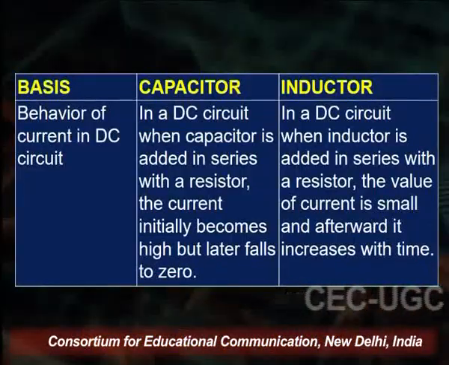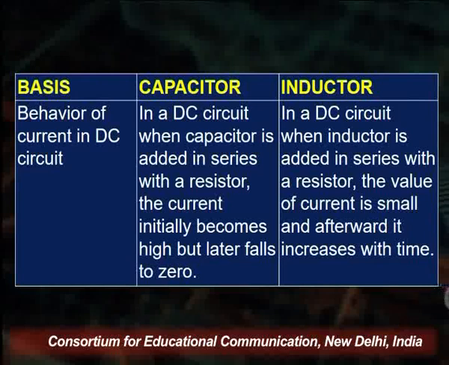As for the behavior of the current in the DC circuit, when the capacitor is added in series with the resistance, the current initially becomes high, but later it falls to zero. But when the inductor is added in series with the resistor, the value of the current is small, and afterwards it increases with time. So for the capacitor the rate will fall to zero, but for the inductor it will be high.